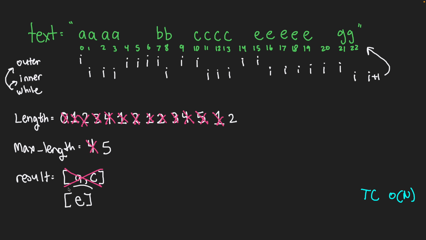Our result is just the E, and that's what we return. Though I've discussed the time complexity, we've yet to cover the space complexity. It's pretty simple. It's big O(1), unless you want to count the result as auxiliary space.